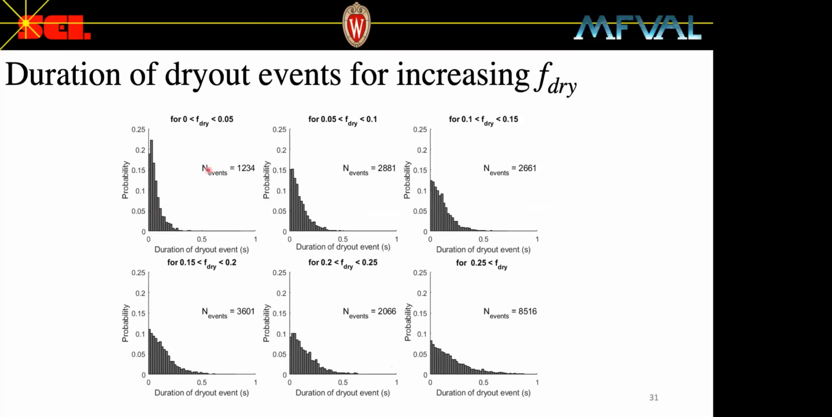However, as we increase dry fraction, going from left to right and then down from left to right, the distribution of the dryout events, so the duration of these dryout events, has widened. And so any one dryout event will now take a longer time to be re-wet than it did at the very beginning.